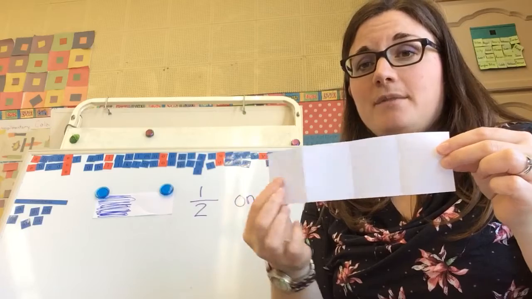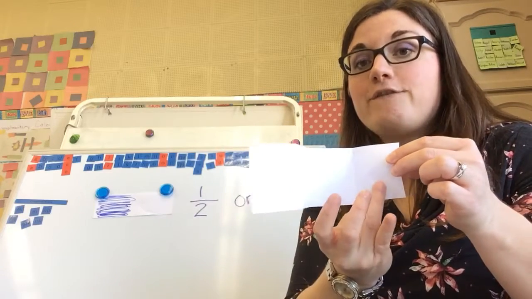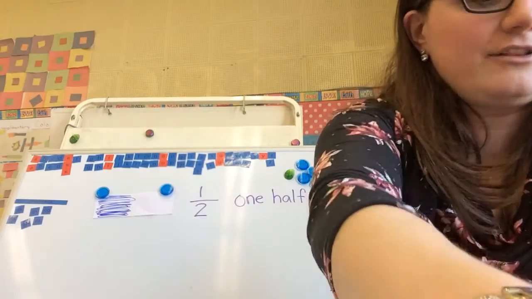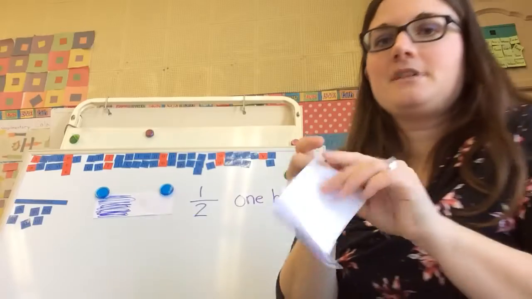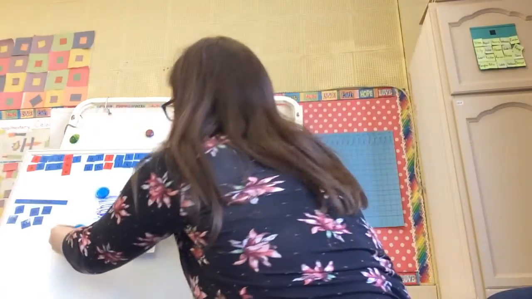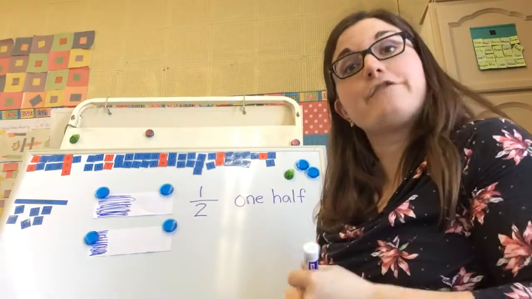Okay, this chocolate bar, how many pieces did we break it into? 1, 2, 3, 4. There are 4 pieces to this chocolate bar. Now, I'm going to color in one of those. So it looks like this. So I'm going to put this one on the board. Okay, and we're going to write our fraction.